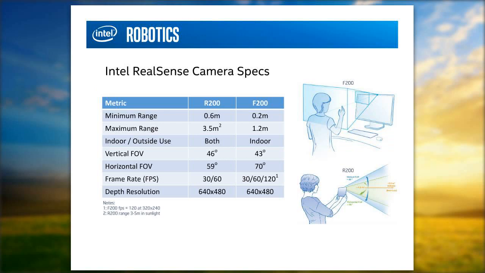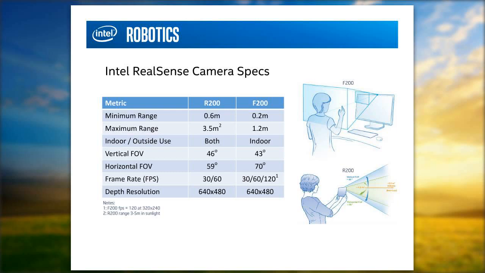So a couple of specs for those who might be interested. I talked about the two camera models that we have today. The rear-facing camera, the R200, has a minimum range tuned for about 0.5 meter to about 3.5 meters. Its technology allows it to be used outside. Outside we've seen that the depth can get up to about 5.5 meters with really good accuracy, depending upon the illumination and lighting conditions.